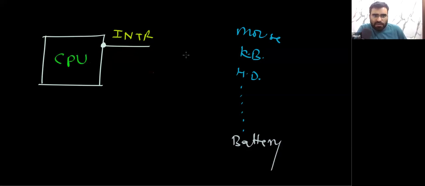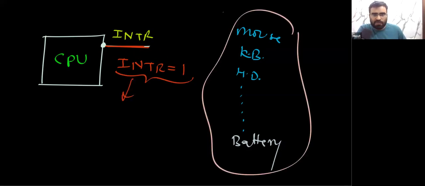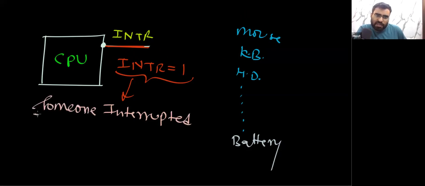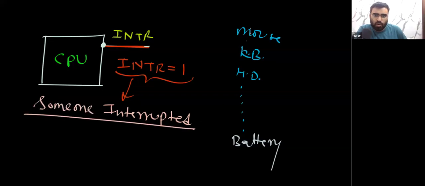Now you tell me, whenever the interrupt comes, let's assume this INTR equal to 1. When INTR is equal to 1, then the CPU knows that there is an interrupt. Someone has interrupted. Yes or no? It simply means someone interrupted. Now tell me, how will the CPU know who interrupted? CPU knows that someone interrupted, but how will the CPU know who interrupted?